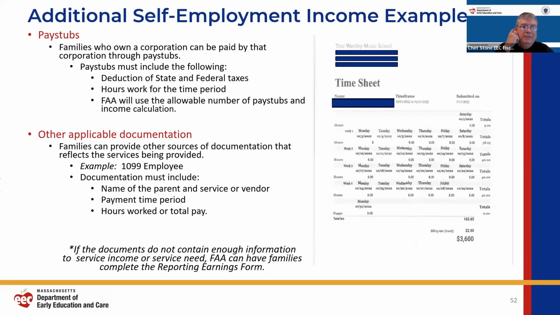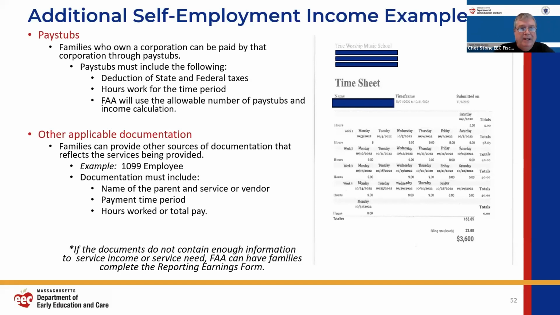Okay, other applicable documentation you might come into. Families can provide other sources of documentation that reflects the services being provided. A big one will be a 1099 employee. Your carpenters, your electricians, they're going to come in and have a lot of 1099s. But that's not your job to review those 1099s. They can come in and prove it out. Just like anything, they bring in what they want. But the way I would do it is just say, hey, what's the total of all your 1099s? Put that on the worksheet. What were your expenses? Boom. And then it gets to the net.